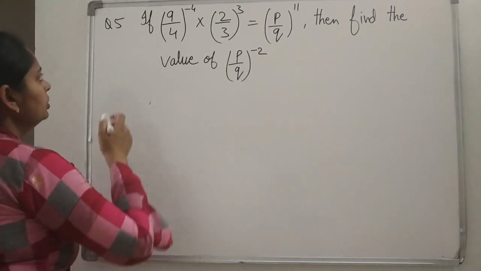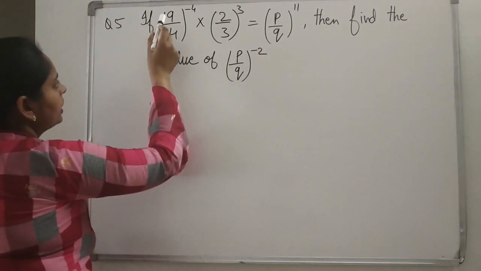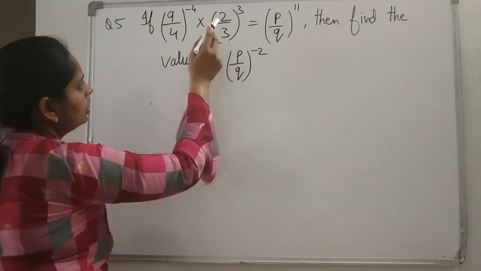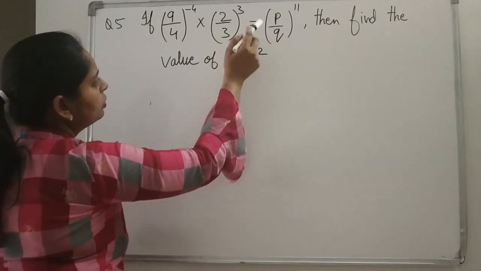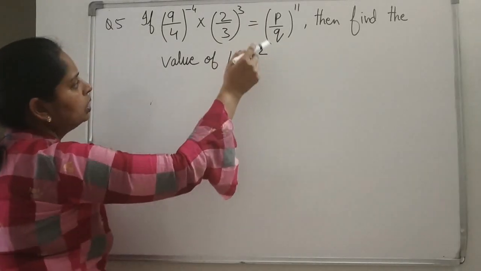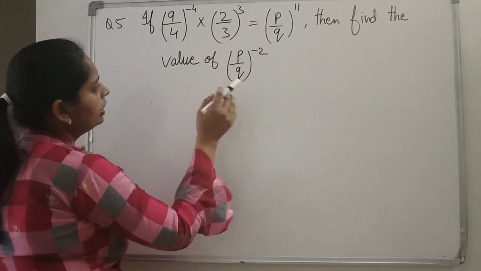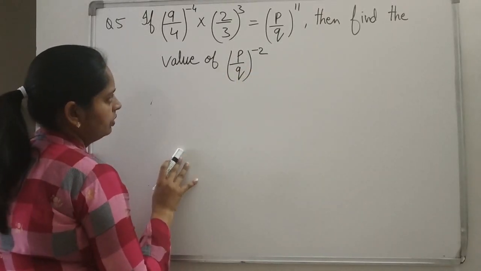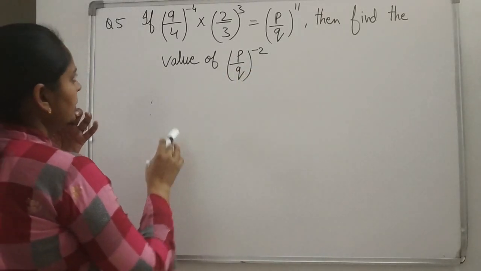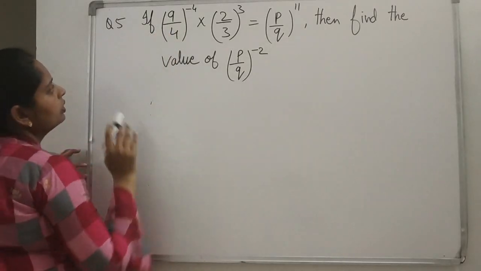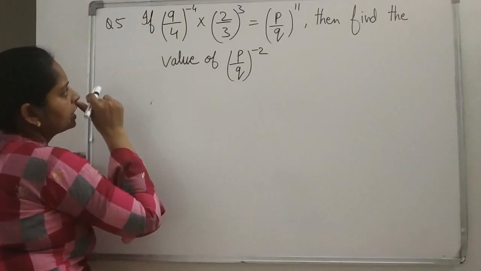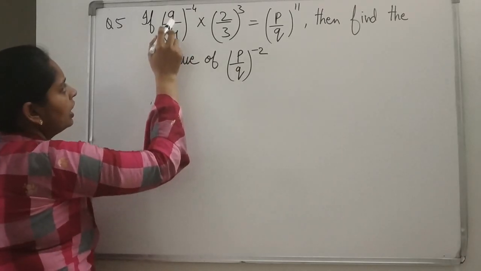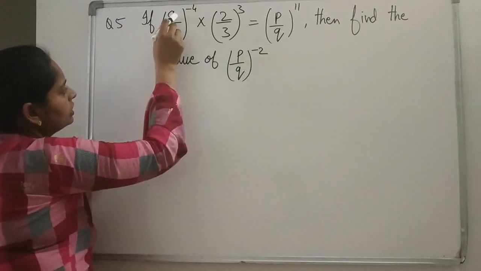Okay. Now see question number 5: (9 upon 4) whole to the power minus 4 multiplied by (2 by 3) whole to the power 3 is equal to (P by Q) whole to the power 11. Then find the value of (P by Q) whole to the power minus 2. So see here, 9 and 4 can be written in the form of 2 and 3: 4 is the square of 2 and 9 is the square of 3.